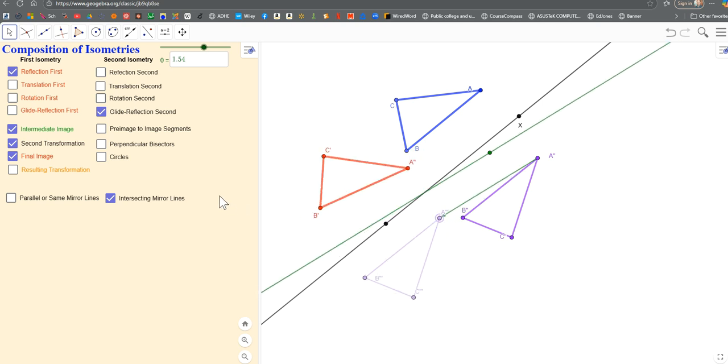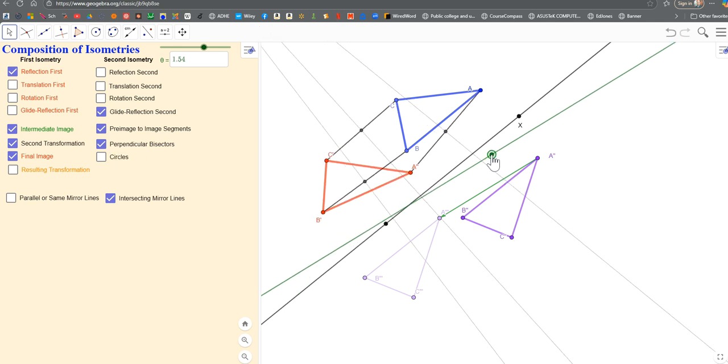Looks like it might be, we know it's got to be the identity, a translation, or rotation. I think we got a rotation going here. So let's confirm that. We can connect pre-image to image points here. Look at these midpoints here. And they're not in a straight line. But if we take their perpendicular bisectors, they do meet in a common point out here somewhere.